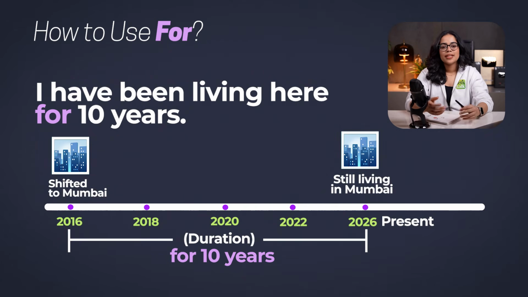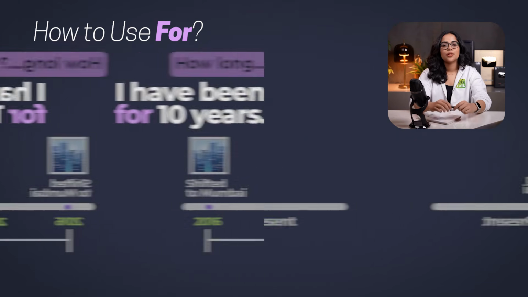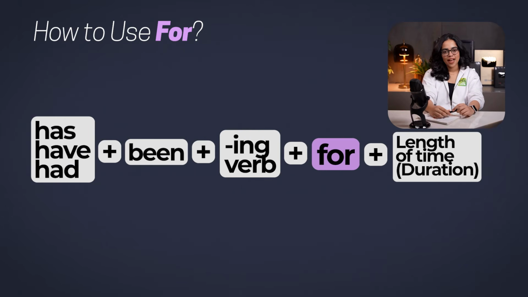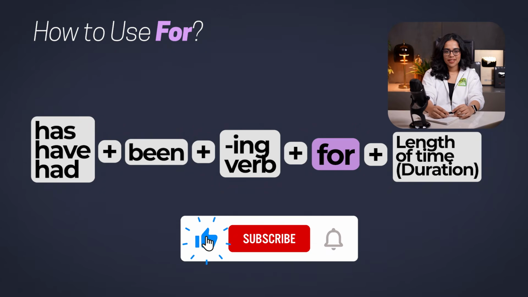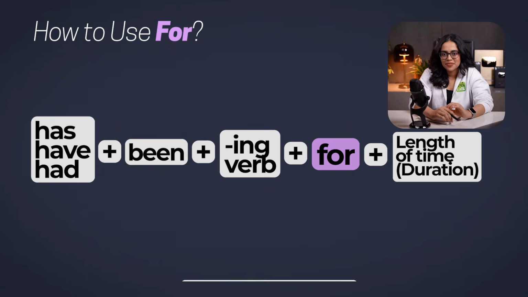A very simple and easy way to remember this is, if your sentence answers the question for how long. For example, if someone asks you, for how long have you been living in Mumbai? You can say, I have been living here for 10 years. The grammatical structure looks something like this. We use have, has or had plus been plus verb in the ing form plus for, and finally the length of time. Come on, let's take a look at some examples.